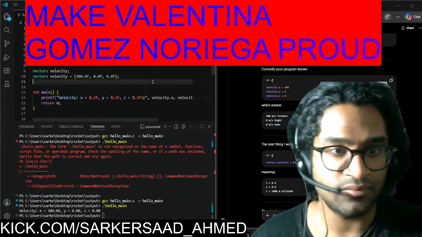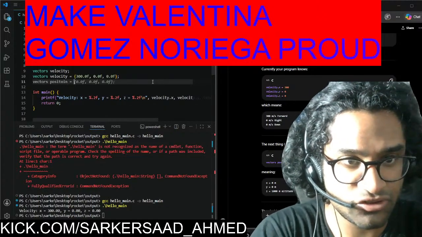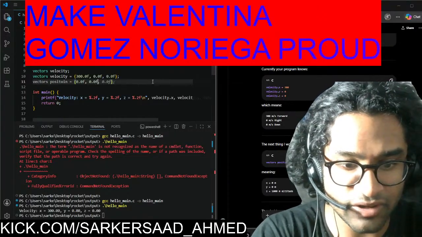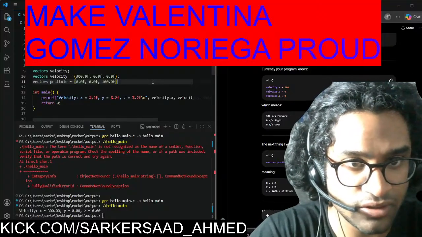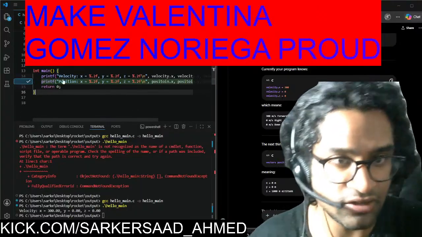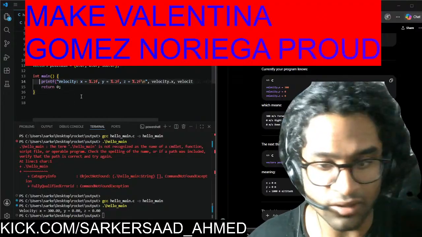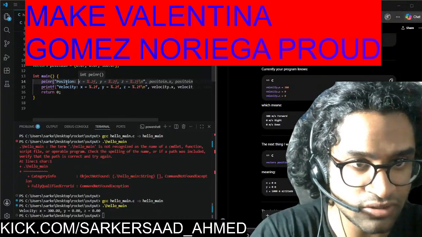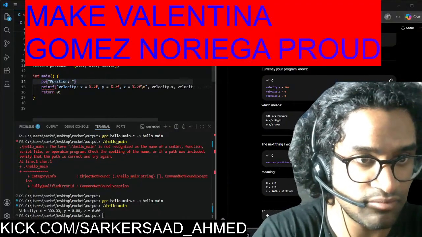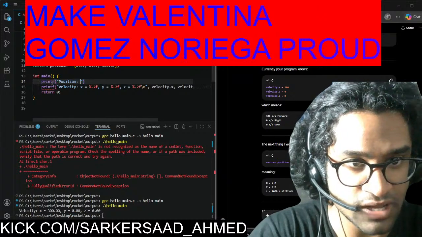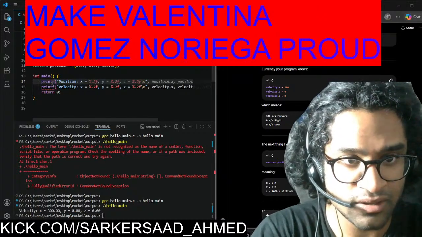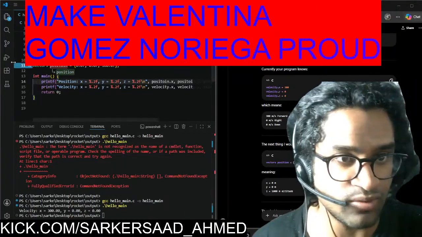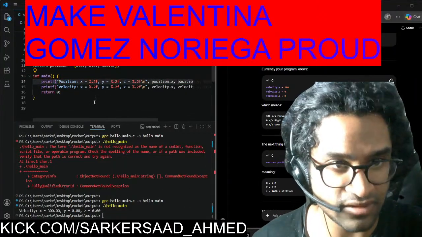Okay, we can do that. Vectors position 0.0f, 0.0f, and 100.0f. And then int main, actually we can do that. I'm just going to put another enter here. Then printf position, and then we can write x being percentage 2f, 2f, 2f, so it'll be in two decimal places for position x, y, and z. Yes. And then we return.